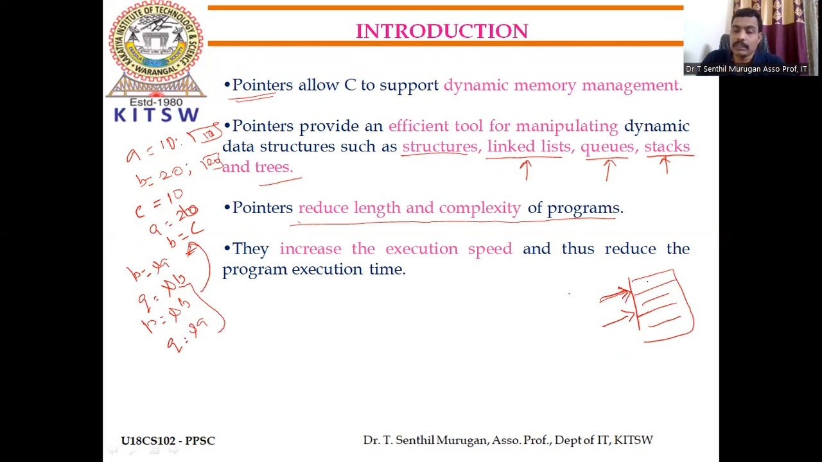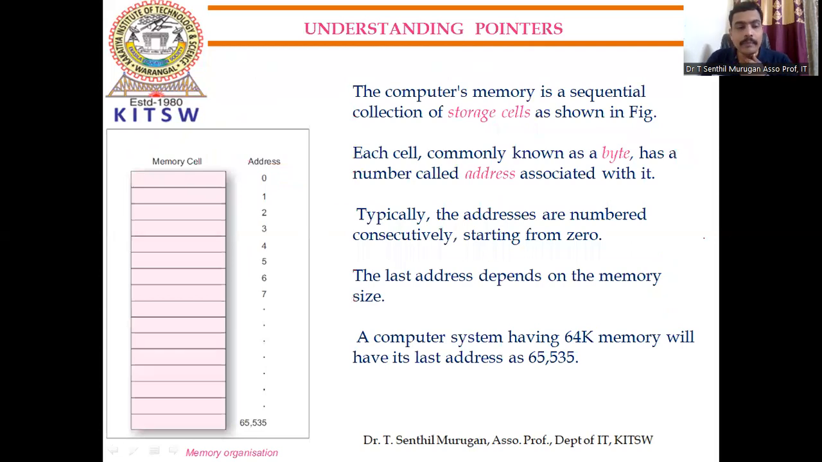So in case this is a, the ampersand a means the address. This address, this pointer is pointing to. So the asterisk p is pointing to this location. Clear?